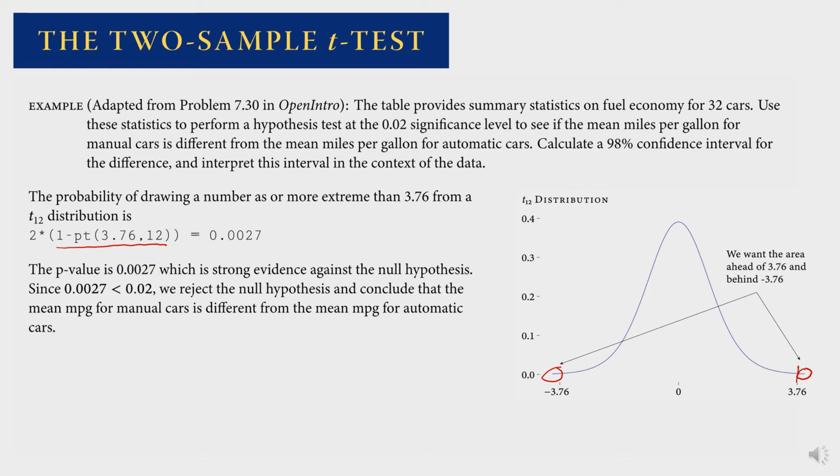It's unlikely we would see a statistic like this by chance. Because it's lower than our significance level, which is 0.02 in this case, we reject the null hypothesis. We conclude that there is a difference in the population mean gas mileage of manual and automatic cars.